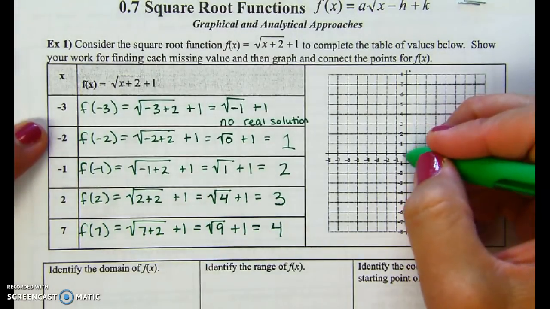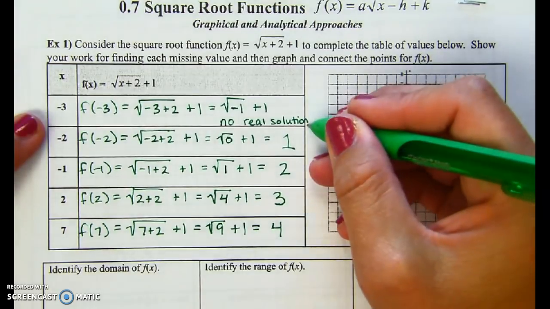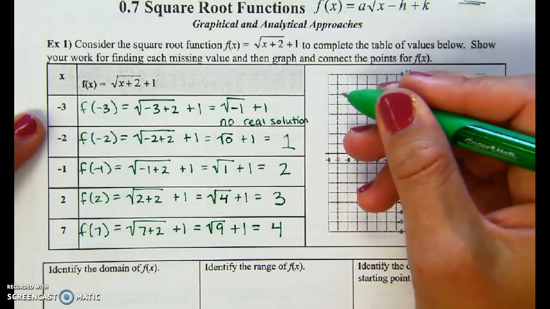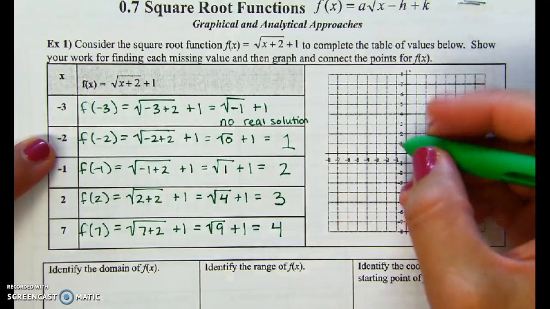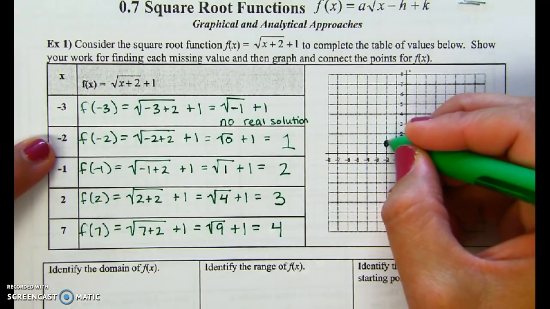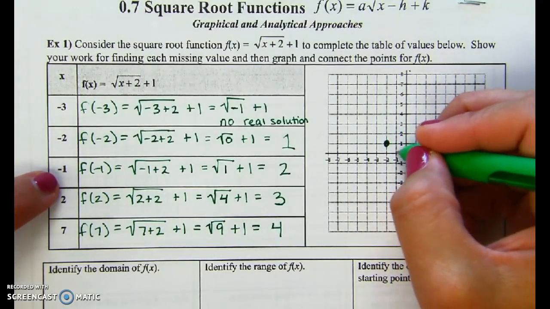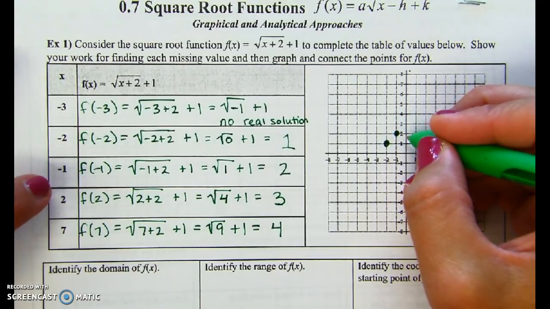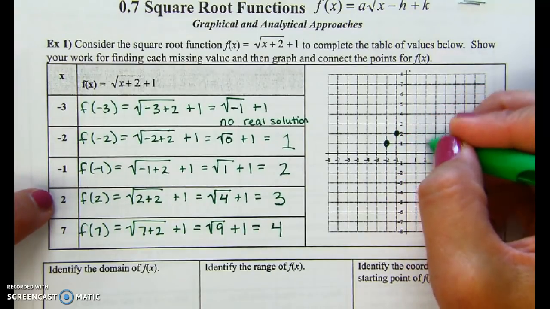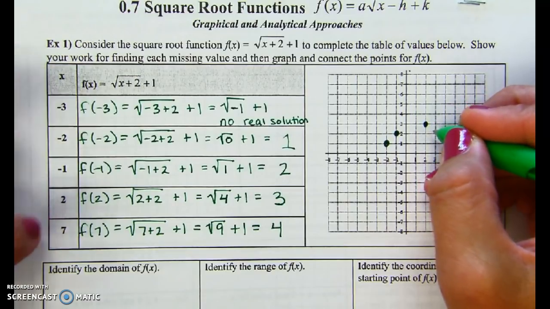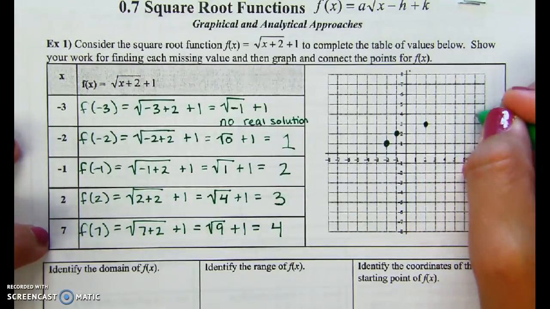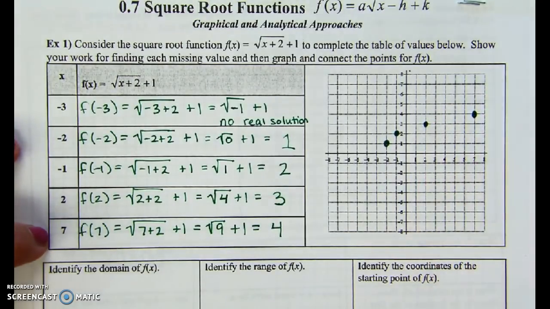Ready, get set. First point. We can't graph it, so don't put a point. Next point. -2, +1. Next point. -1, +2. All right. 2, +3. 7, 4. So we're going to go all the way out to 7 and up to 4.